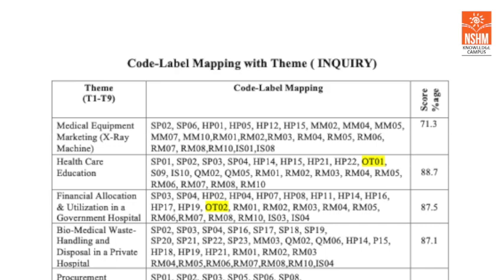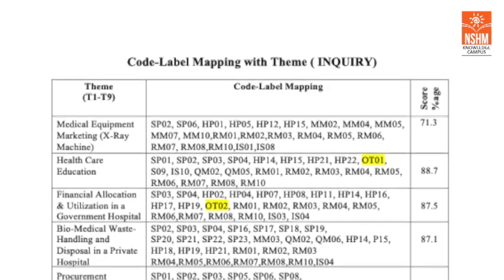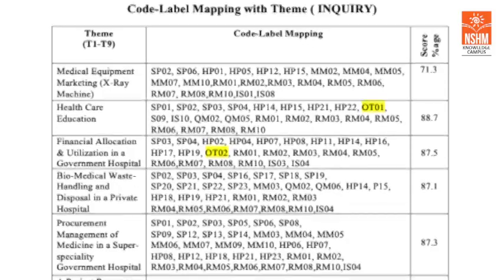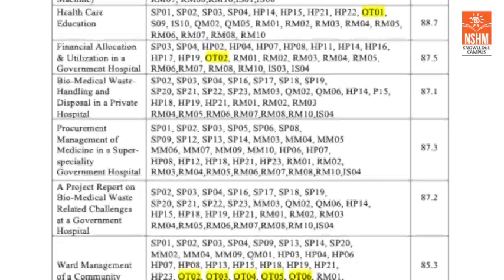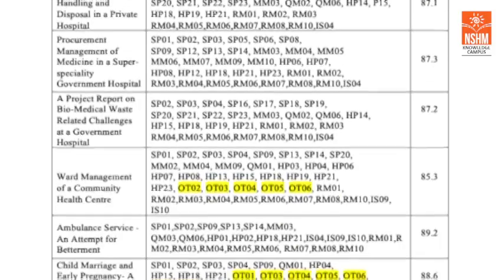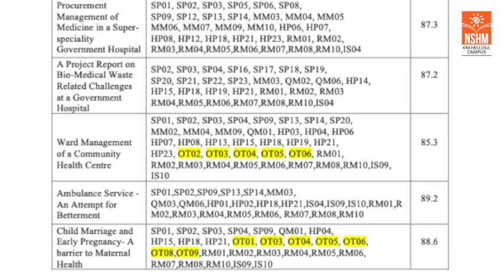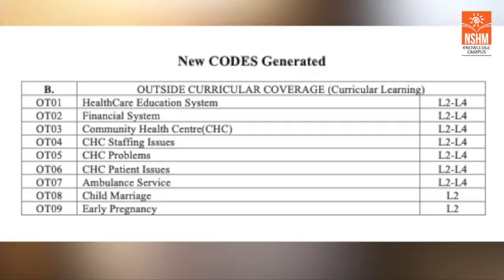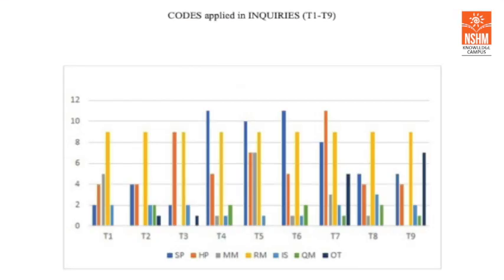And most importantly, each and every inquiry is able to generate some new codes. Now, those yellow ones which you see, those are interesting. These codes were not taught, yet they had used those codes in their process of inquiry. That shows which are the subjects most used in all such inquiries.